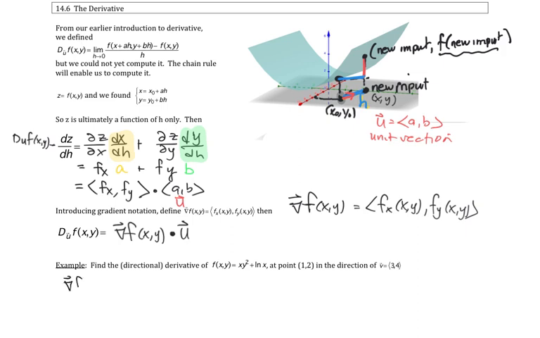The gradient of f equals the partial with respect to x of this. Partial with respect to x. So that's going to be y squared plus 1 over x. And then the second component is the partial with respect to y here. So that's 2xy. And the partial with respect to y here is 0. There's no y's there.